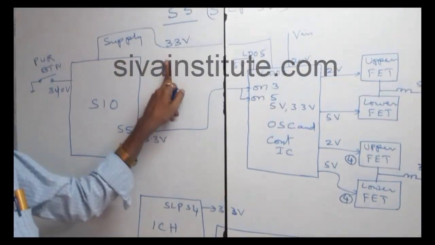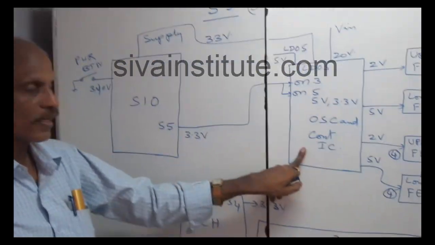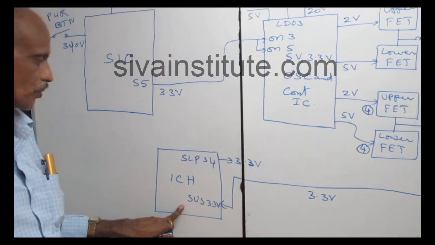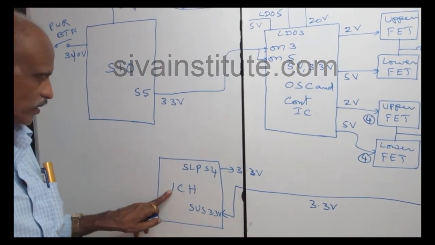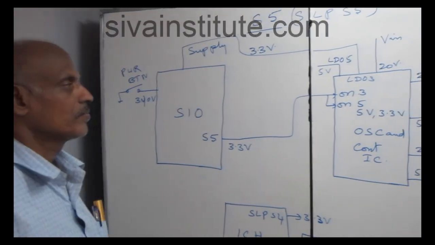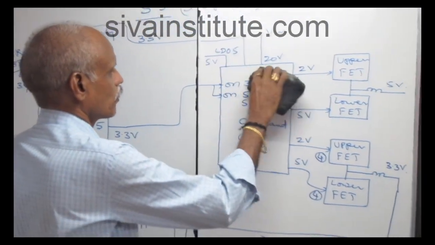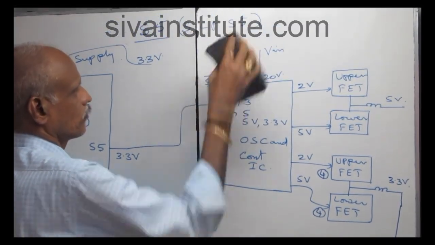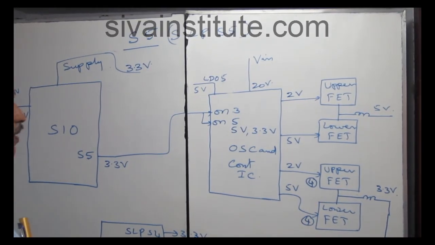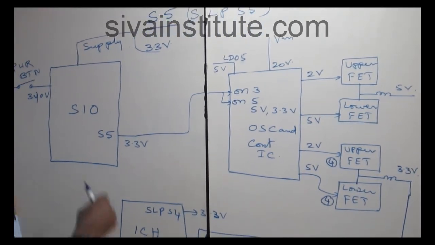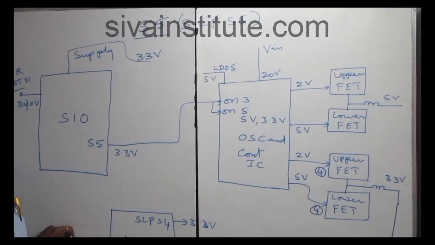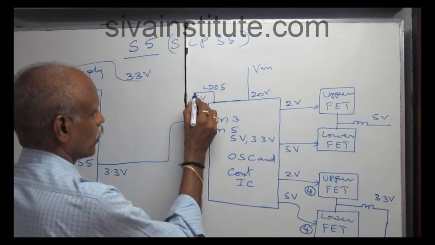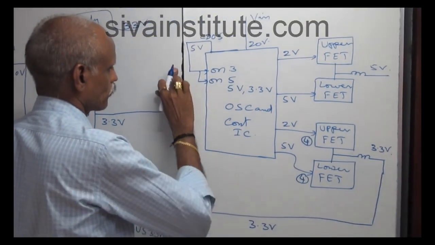Before pressing the power button, that voltage comes out from the oscillator IC. After pressing the power button, 3.3 volts goes to ICH suspend 3.3 volts. In the latest models, there is no LDO 3.3 volts from this IC. Only LDO 5 volts is released from this IC. So this IC wants 3.3 volts only, but here only 5 volts is released by the SIO chip. That voltage goes to this one.